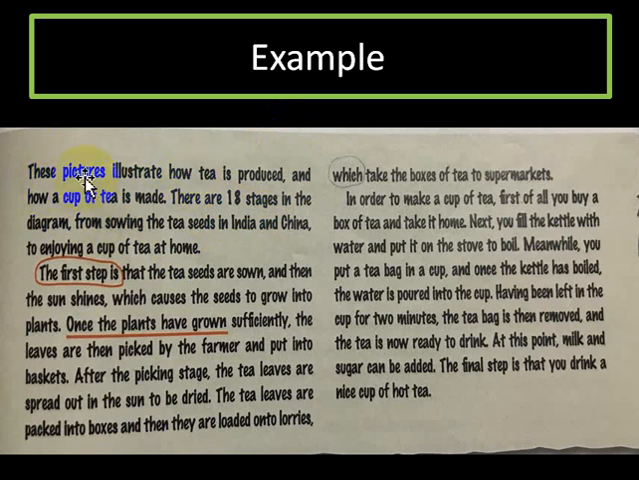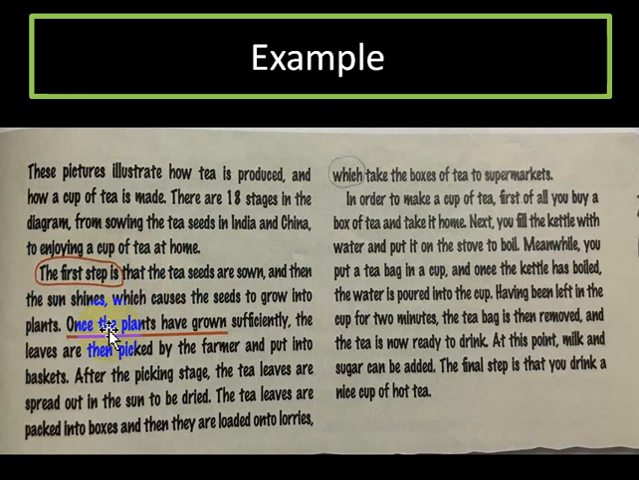After this statement, we have what? We have to count the stages. There are 18 stages in the diagram, from sowing the tea seeds in India and China to enjoying a cup of tea at home. See, they grouped all the stages together by explaining these stages about what? About producing tea and preparing tea.